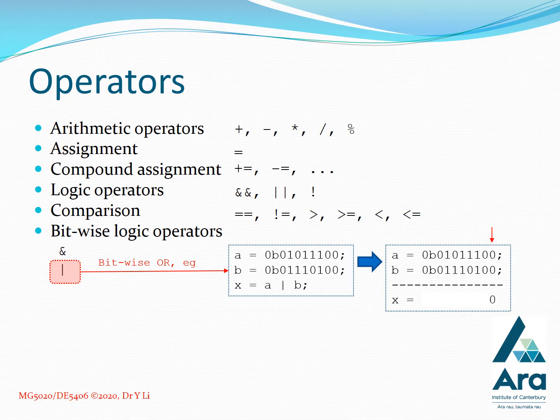So 0 OR 0 equals 0. That's the same. And then 1 OR 0 equals 1. 1 OR 1 also equals 1. 1 OR 1 equals 1. 0 OR 1 equals 1. And then 1 OR 1 equals 1. 0 OR 0 equals 0. So that's the value x will get after this operation.